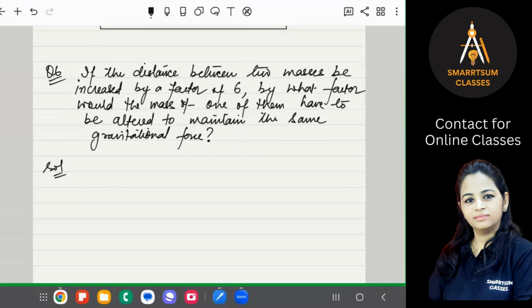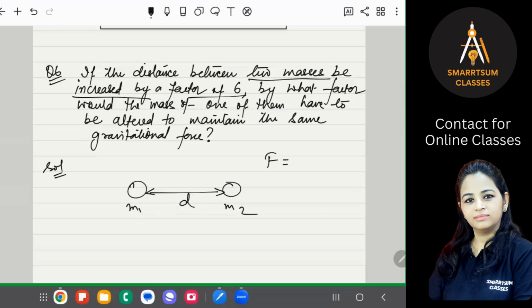So look at this question number 6. If the distance between two masses be increased by a factor of 6, means suppose there are two masses, M1 and M2. And there is a distance between them, which is D. The force of attraction will be, according to the universal law, F is equal to G M1 M2 upon D square.